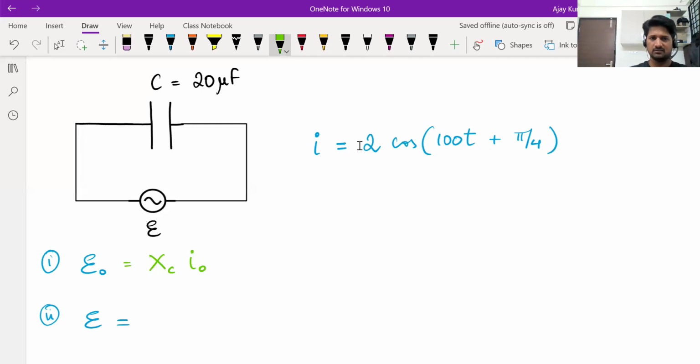XC is not C. I naught is 2, right? Yeah. And then it becomes 20 into 2 into, because the capacitance is in micro. Did you calculate XC? Oh no, wait, I might not have. That's what I'm saying. XC is not same as capacitance. Isha, how to calculate XC?